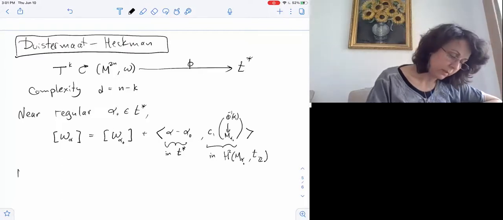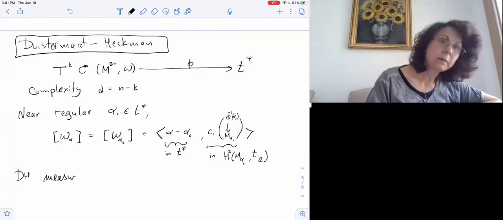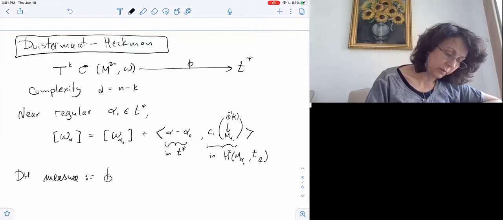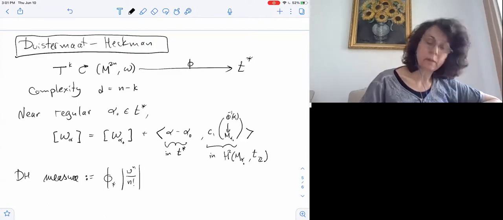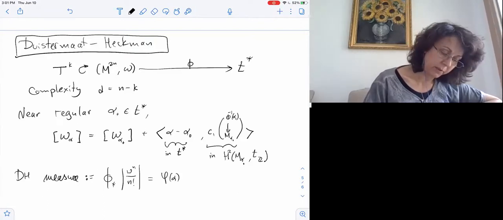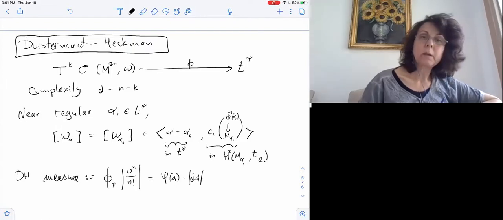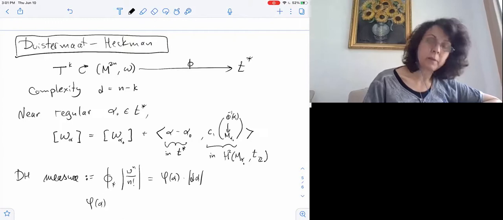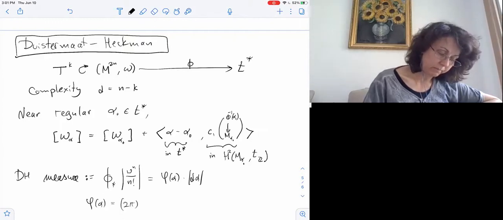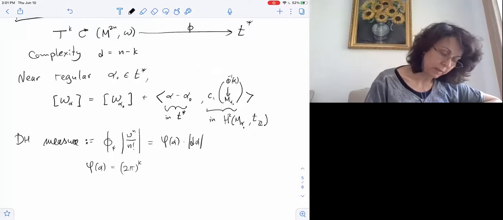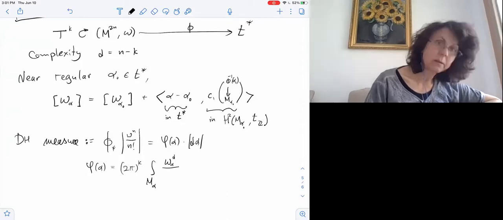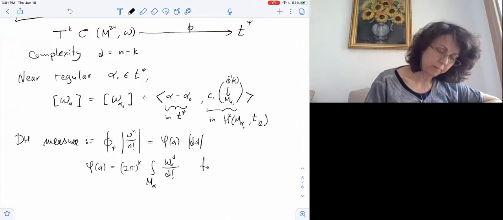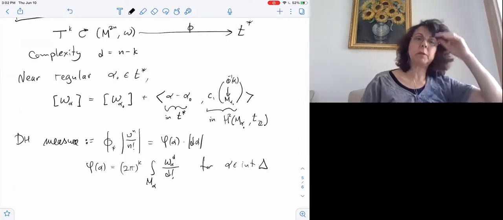And then the Duistermaat-Heckman measure, by definition, is a push forward of Liouville measure by the momentum map. And we can write it as Lebesgue measure times a function. And that density function, we can express it as some normalization factor times this. Basically, it's the symplectic volume of the reduced space over the interior of the momentum corridor.